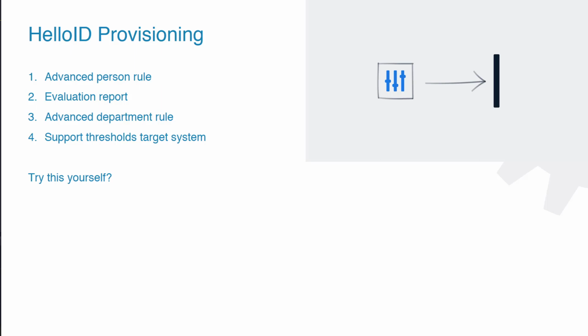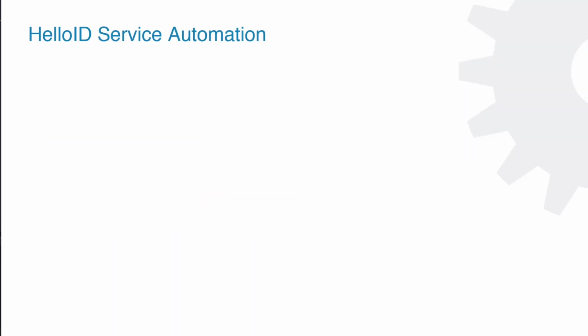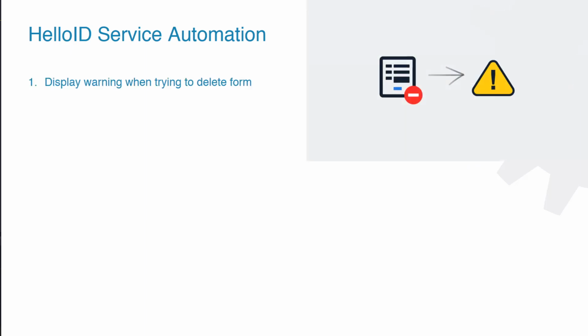Again, you can try this yourself, because it's not turned on by default. You need to send an email to iSupport requesting access to HelloID provisioning. It is available in preview and production. I think this is not really true anymore, but it will be true for preview, not for production anymore, so configuration data will be permanent. And the last module is HelloID Service Automation, and that's the last sheet, and then I will demo you the new functionality.